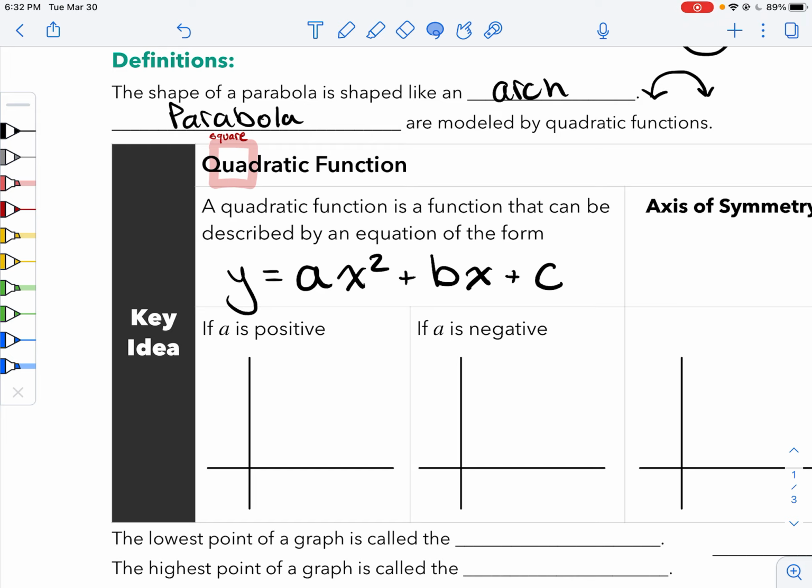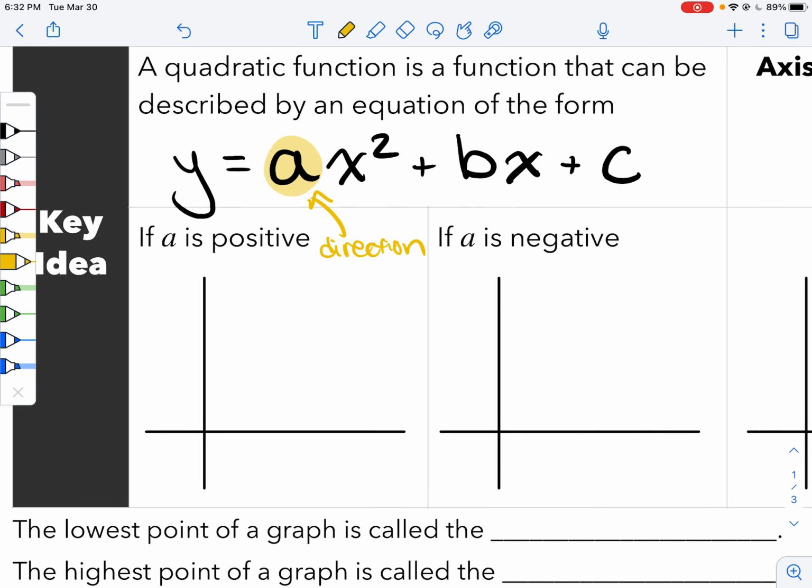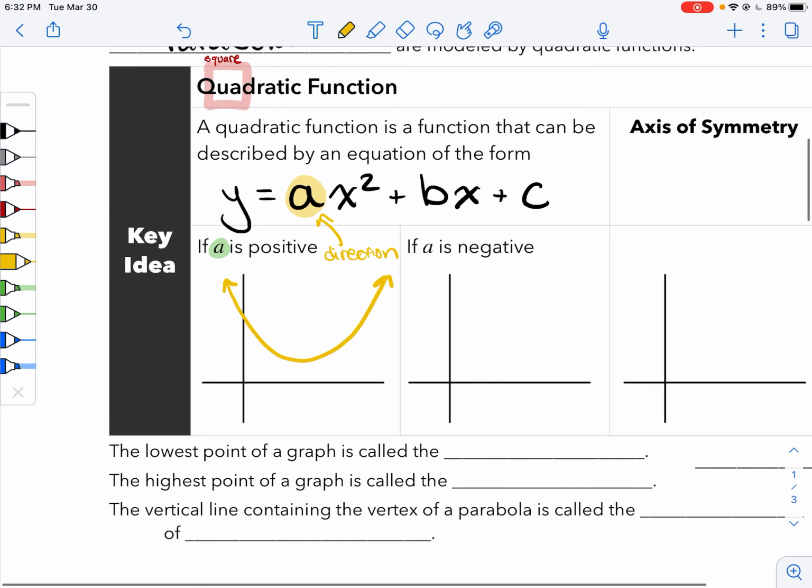Now, this a guy is going to affect what direction your parabola is going to go. For example, if a is a positive number, then we're going to have a parabola that looks like this. I will make all my parabolas yellow today. You're going to have a parabola that looks like a smiley face. We say this is a parabola that opens up.